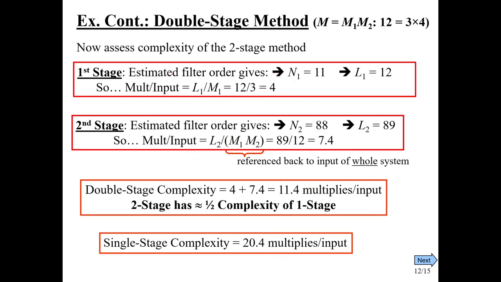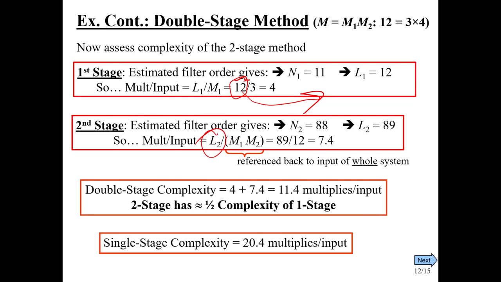So now I could reference all of this to the output. For the single stage, I wouldn't reference it back to the input. And for the two-stage method, I would leave this as 12. And then I'd have to reference that to the output, so I would multiply by M2. And then this would stay as it is. And then I'd compare those.